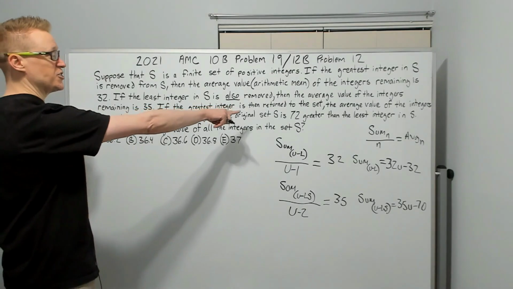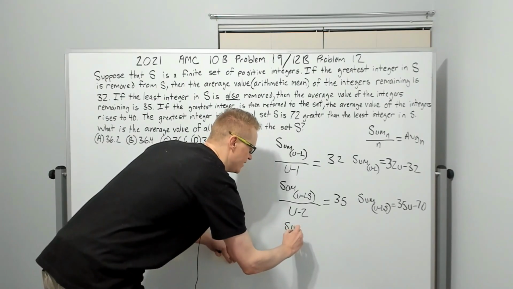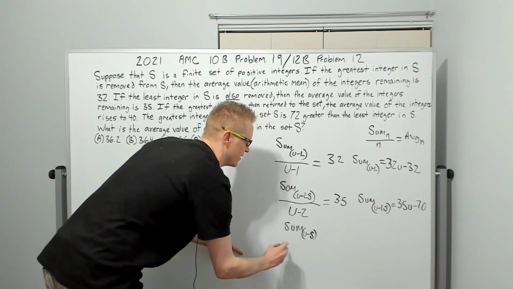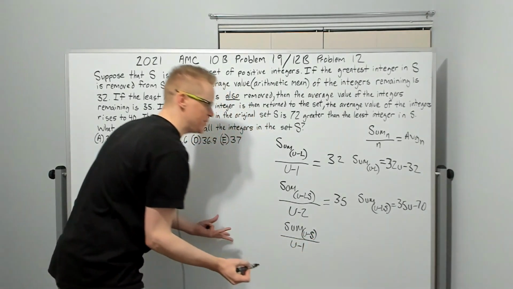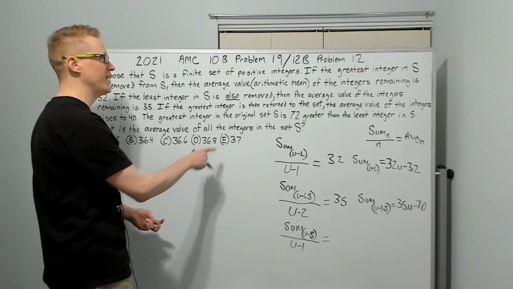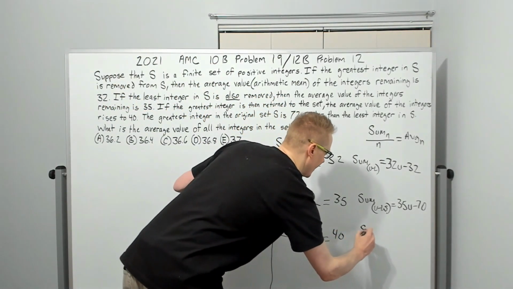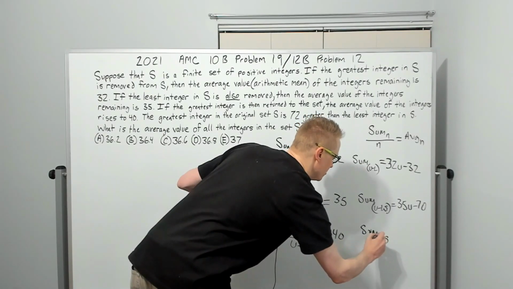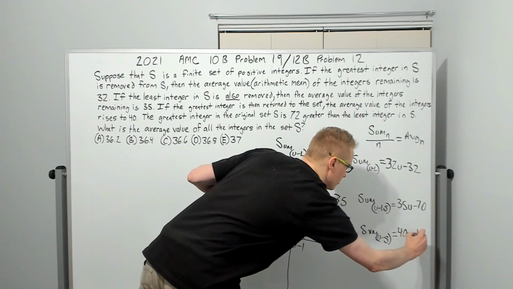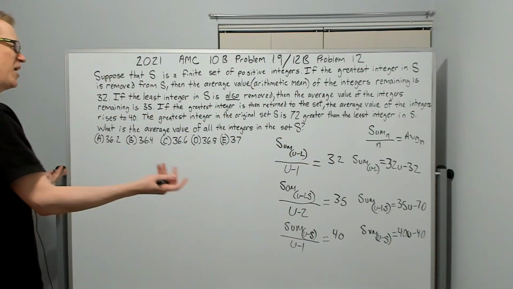Finally, if the greatest integer is then returned to the set, in other words, we return it so we're only missing the smallest one, U minus S. Divided by, we're back to being U minus 1 because there's only one number missing. We put the largest number back in. The average value raises to 40. So this is going to be 40. And now we have the sum of U minus the smallest is going to equal 40U minus 40. So 40U minus 40. Okay, now what do we do?